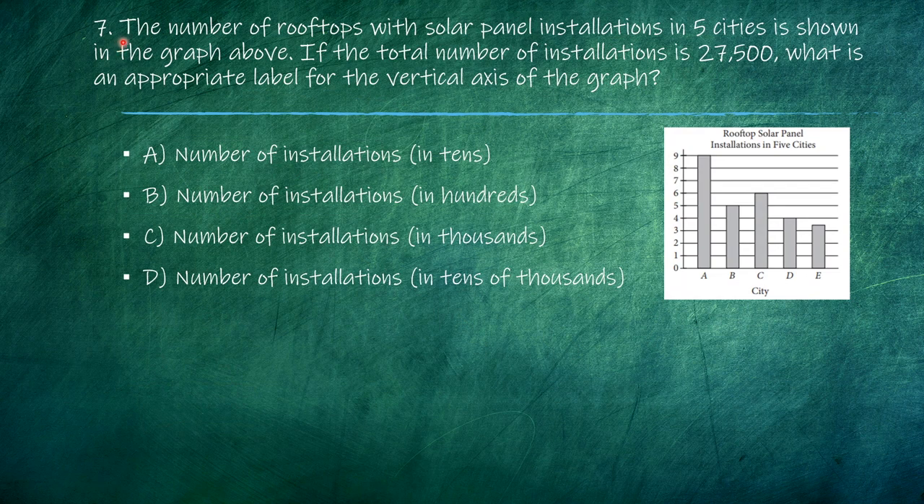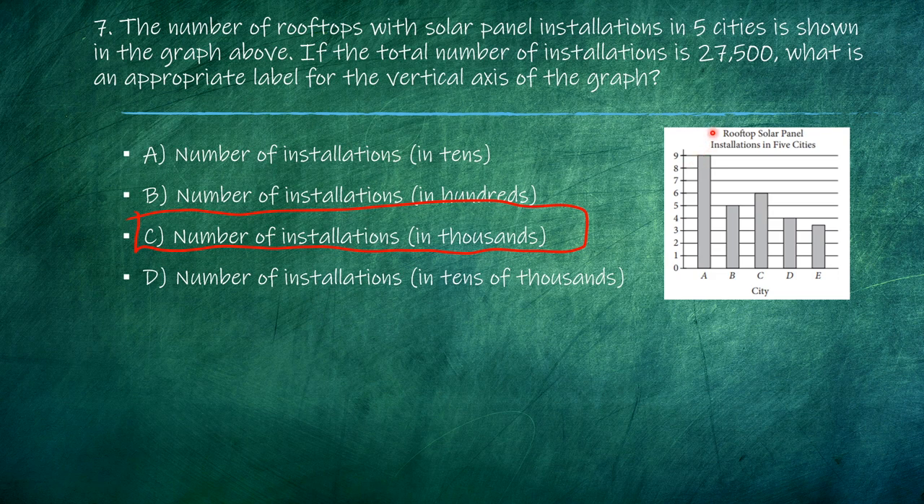Question 7. The number of rooftops with solar panel installation in 5 cities is shown in the graph above. If the total number of installations is 27,500, what is an appropriate label for the vertical axis of the graph? Go ahead, pause this video and try it yourself. The answer is C.